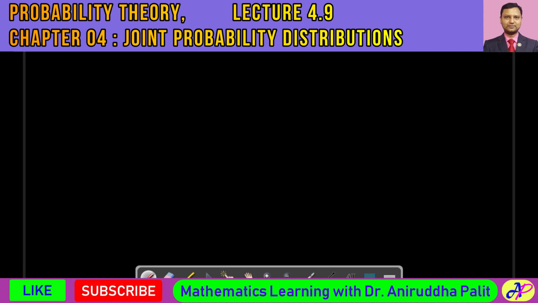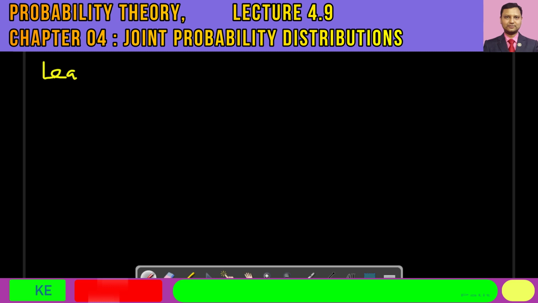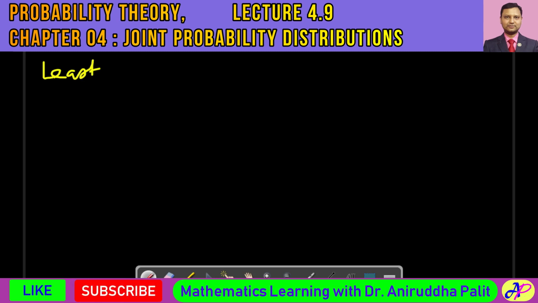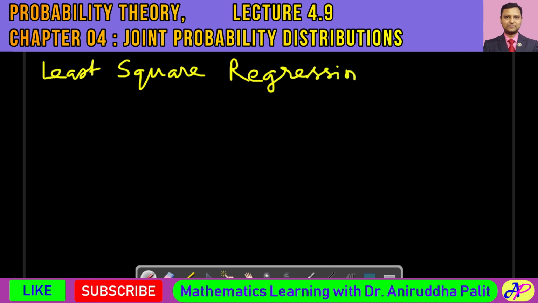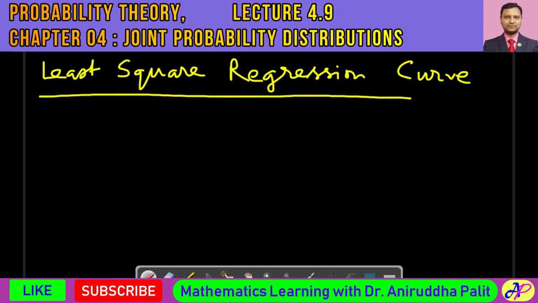Now, to finish this lecture, let us discuss a technique that is called the least square regression curve. Regression curve is actually motivated by the minimum property.